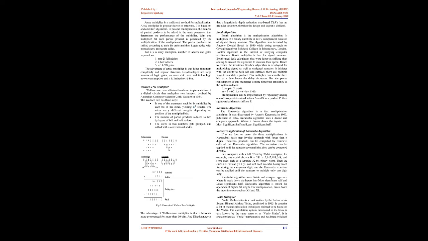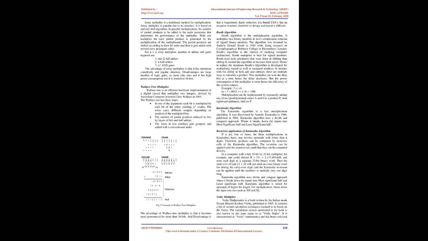The advantage of Wallace tree multiplier is that it becomes more pronounced for more than 16 bits. And the disadvantage is that a logarithmic depth reduction tree-based CSAs has an irregular structure, therefore its design and layout is difficult. Booth algorithm. Booth algorithm is a multiplication algorithm. It multiplies 2 binary numbers in 2's complement notation of signed binary numbers.